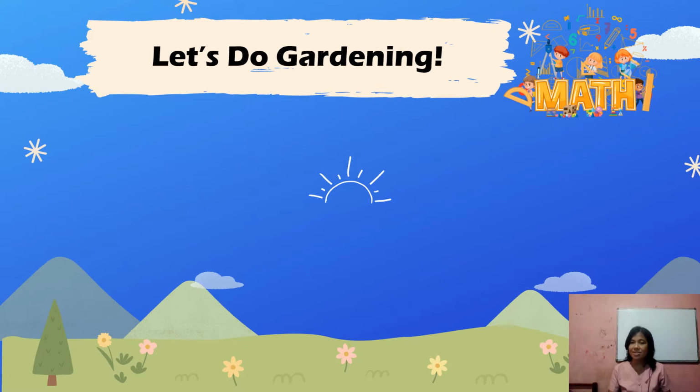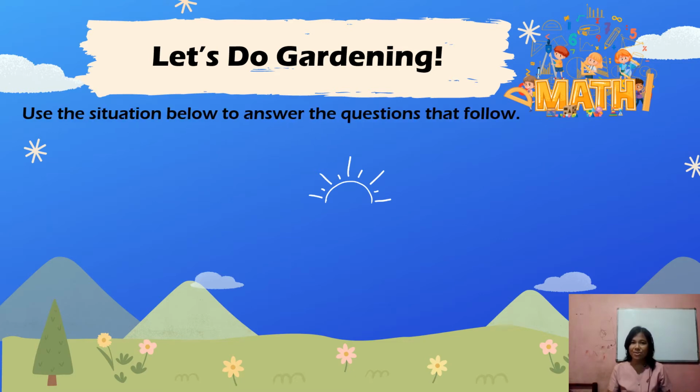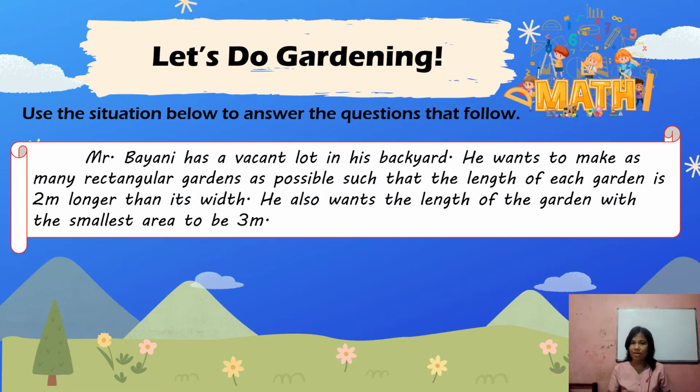Here's the problem that I'm going to discuss with you. This is entitled Let's Do Gardening. Use the situation below to answer the questions that follow. Mr. Bayani has a vacant lot in his backyard and he wants to make as many rectangular gardens as possible, such that the length of each garden is 2 meters longer than its width. He also wants the length of the garden with the smallest area to be 3 meters. How are we going to solve this?